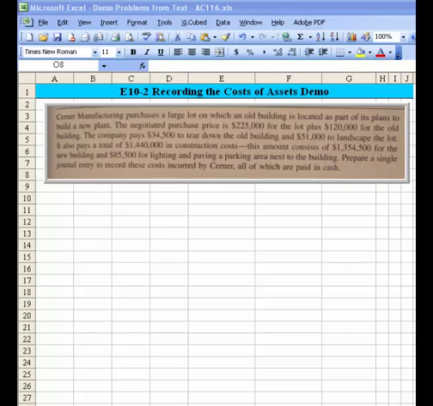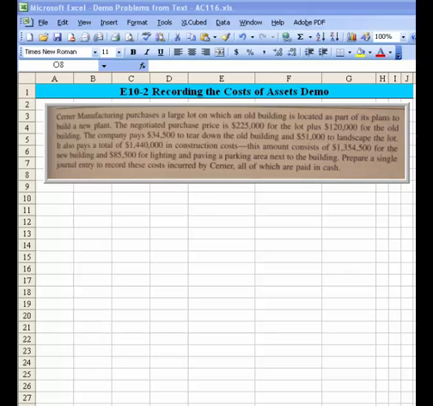Now the company pays $34,500 to tear down the old building and another $51,000 to landscape the lot. It also pays a total of $1,440,000 in construction costs, and that amount consists of $1,354,500 for the new building and $85,500 for lighting and paving a parking area next to the building.